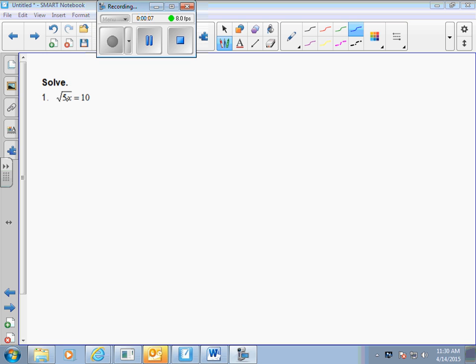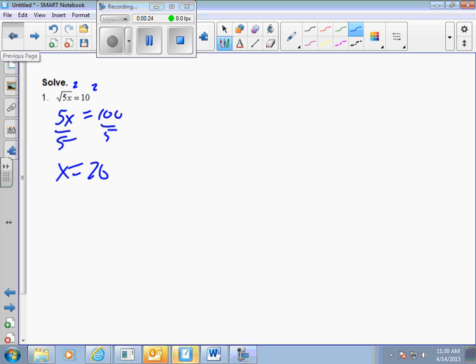The first thing we have to look for is the radical by itself, and if it is, then we square both sides. So the square and the square root are opposite operations, so I get 5x equals 10 squared, which is 100. Divide by 5, divide by 5, x equals 20.